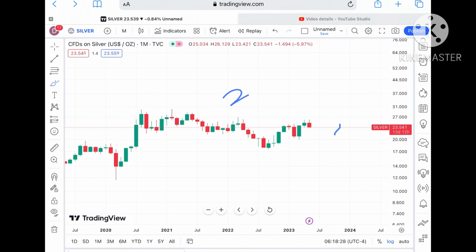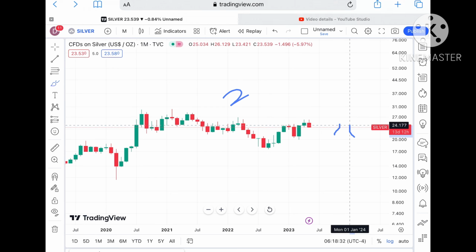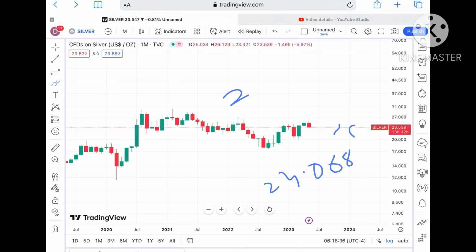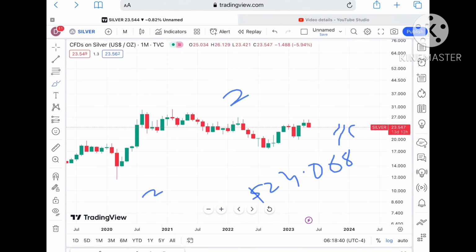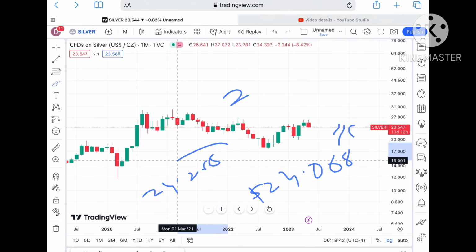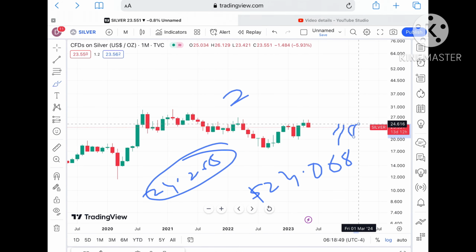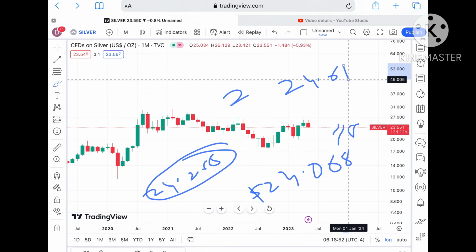If it sustains this particular zone, then the probability of sustaining this level is there, and then we can see it go towards a level of $24.068. And if that level moves further upside, then chances of going towards 24.268 are there. This 24.268 is already a weak resistance, so chances are very high it can cross a level of $24.616.